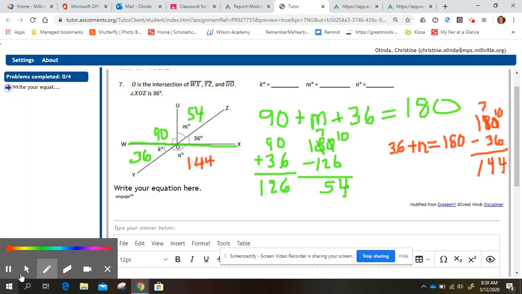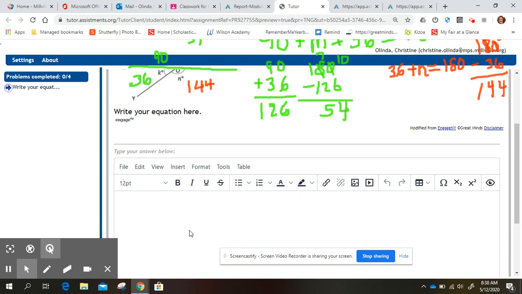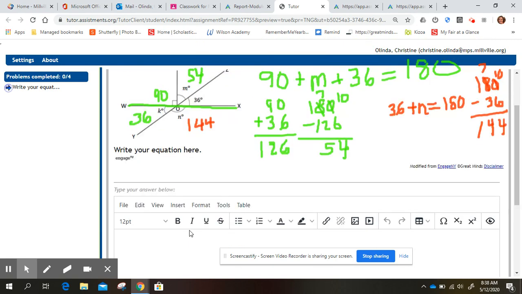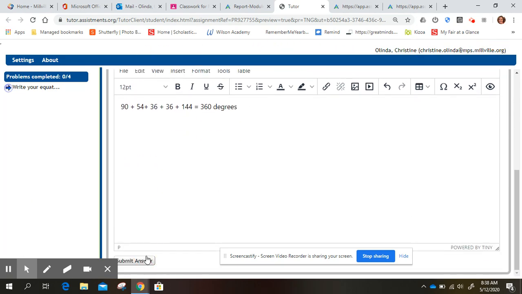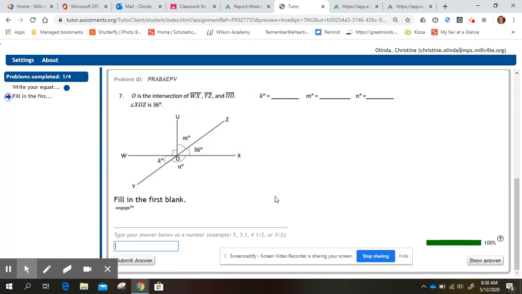So now that we found all the angles, we can type our equation. And I would have 90 plus 54 plus 36 plus 36 again plus 144 equals 360 degrees. All right, and then I can hit submit answer. And I'll go to the next problem.